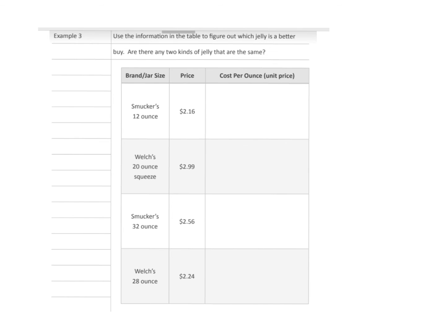So now we're going to do this again. I want to know which jelly is a better deal. So take your money, divide it by the number of ounces, pause the video, and tell me, are there any 2 kinds of jelly that are the same, and which one is the better buy?